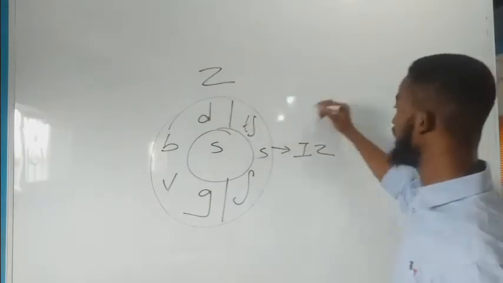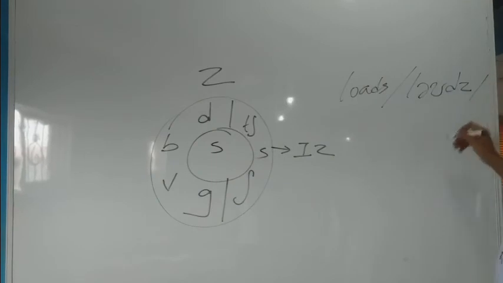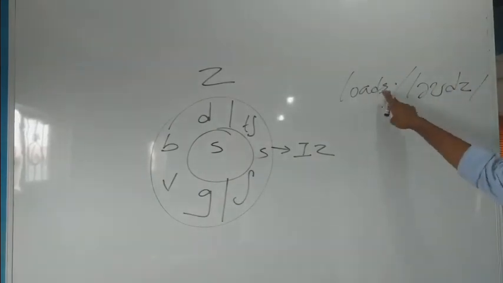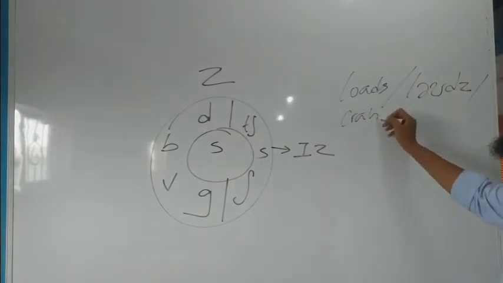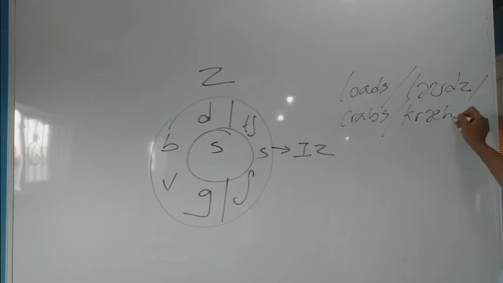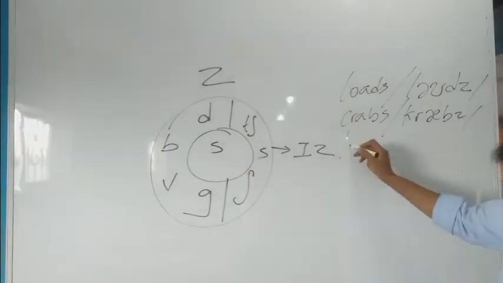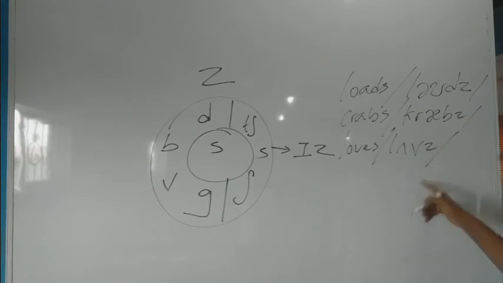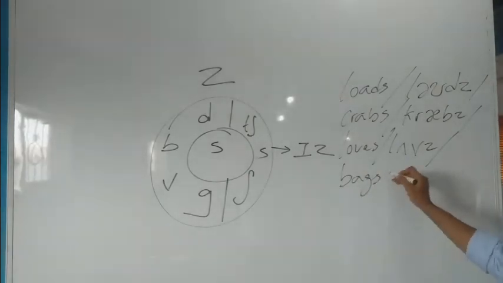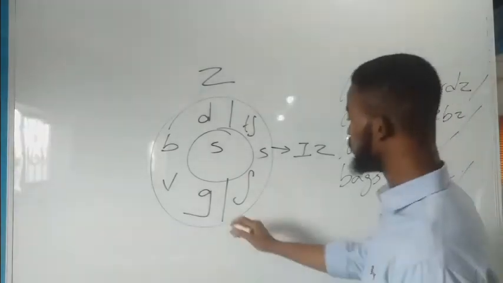Let's start with D and S. If I have L-O-A-D-S, this is pronounced as loads. Z, because when S comes after D, it turns to Z. If I have C-R-A-B-S, it's going to be pronounced as crabs. It's going to be Z because S is coming after B, a voiced sound. If I have L-O-V-E-S, this is pronounced as loves. It turns to Z because it's V, and V is the voiced sound. If I have B-A-G-S, this turns to bags. Z.